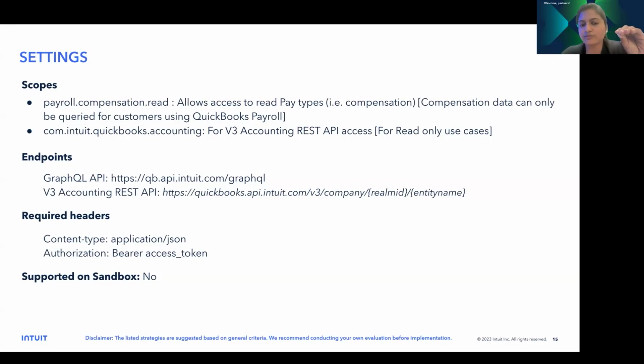So if the customer's QBO company has QuickBooks Payroll enabled, then you can use the scope and the accounting scope and you'll be able to read pay types. If you try reading the pay types without a QuickBooks Payroll subscription, it would return an error. And then the endpoints are again the same, the GraphQL API and then the existing accounting REST APIs. There's no sandbox support right now, but once it's available, we'll let everybody know.